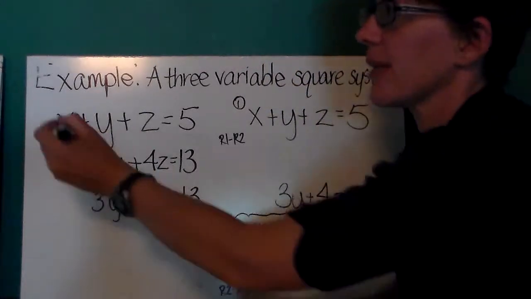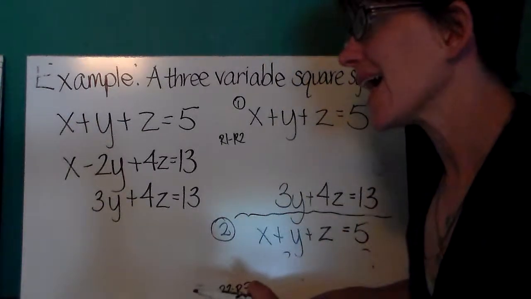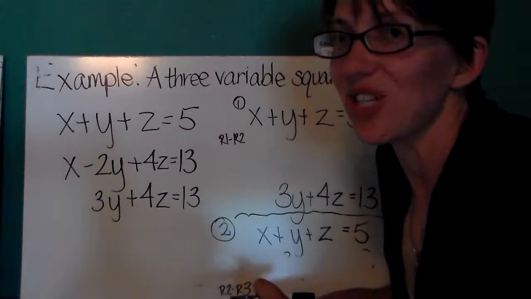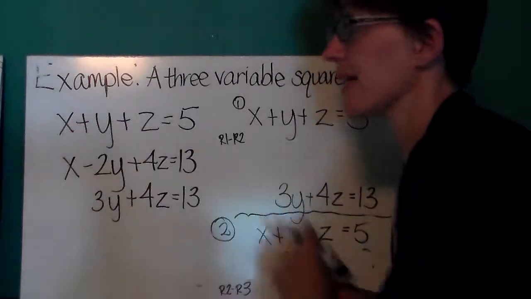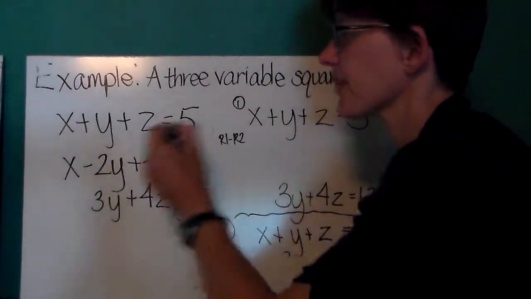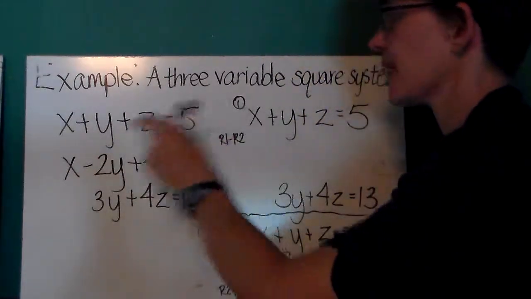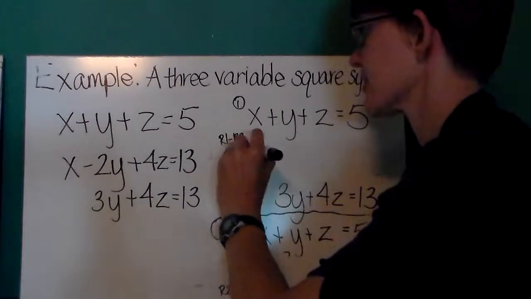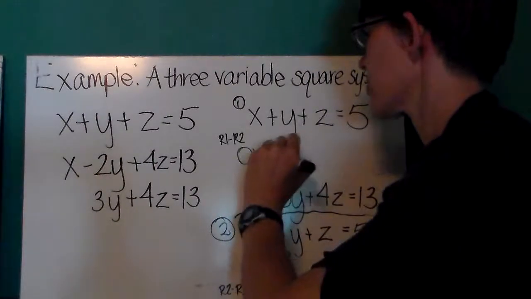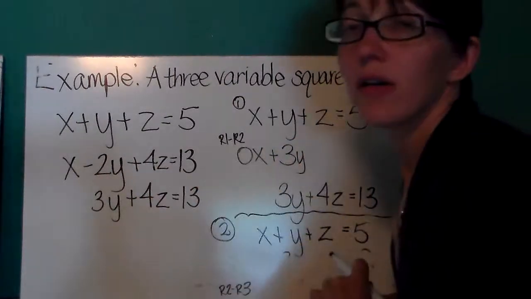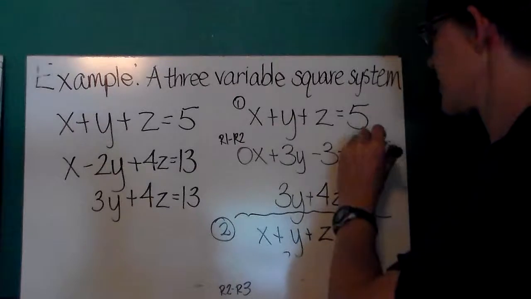My goal is going to be to eliminate the x's in 2 of the equations, eliminate the y's in 1 of the equations, and then I'll have the 3rd equation that just has z in it. So the first thing I'm going to do to get rid of the x's is to do R1, this first equation, minus the 2nd equation. So x minus x is 0x. y minus negative 2y is 3y. z minus 4z is negative 3z. And 5 minus 13 is negative 8.